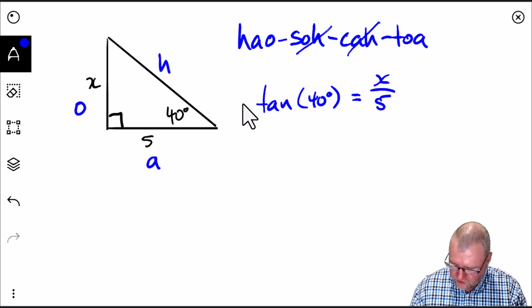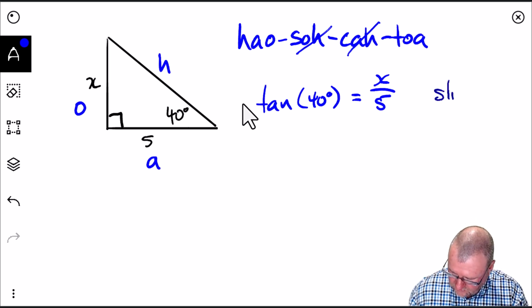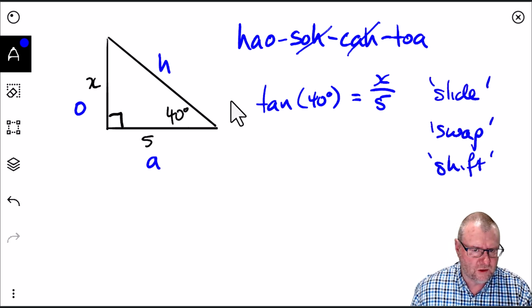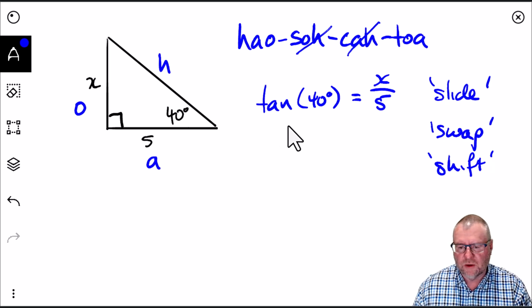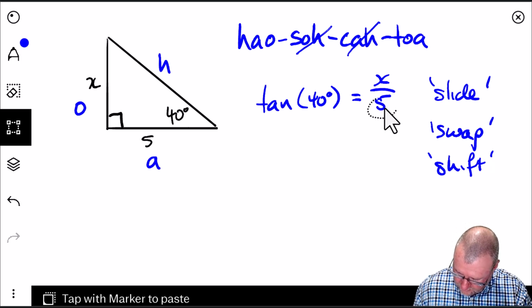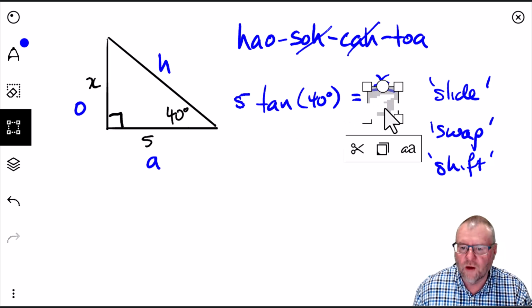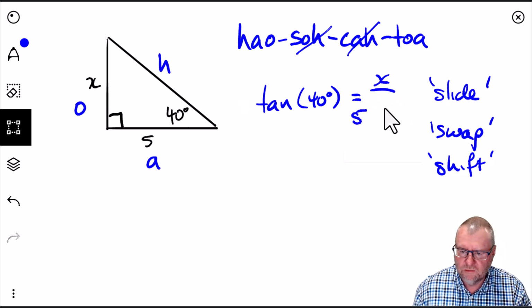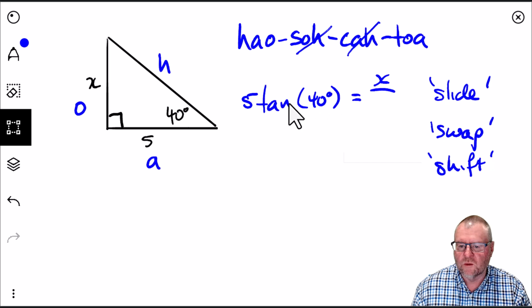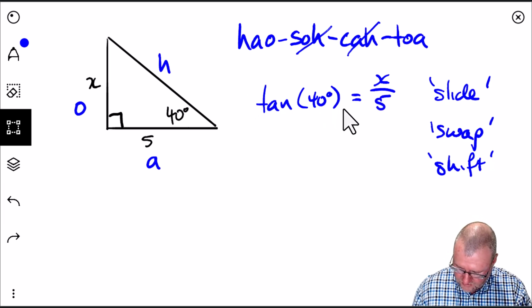And there's only 3 options, right? We're either going to slide, we're going to swap, or we're going to shift. And I'll quickly explain all 3. This is the real crash course, but I think you picked it up pretty quick as we were doing those practice ones. Slide is if the number's on the bottom. So literally, if the number's on the bottom, I'm going to slide it over in front here. Now I can see I've got X equals 5 tan 40. You can put that in the calculator.